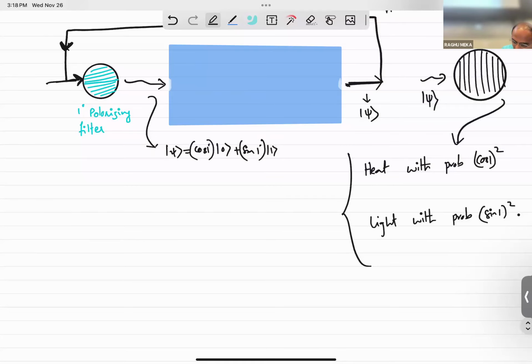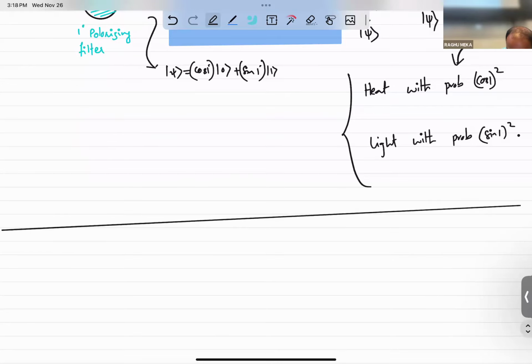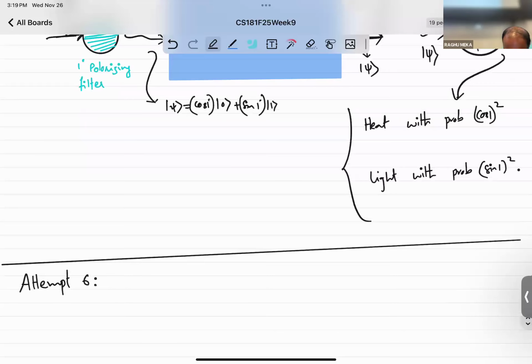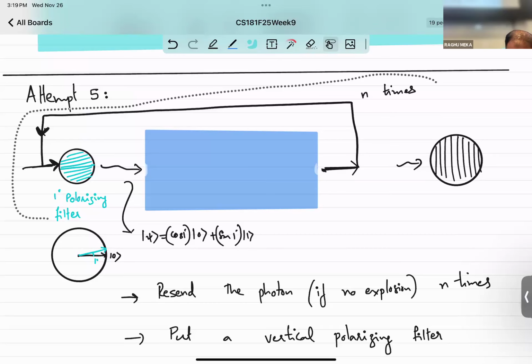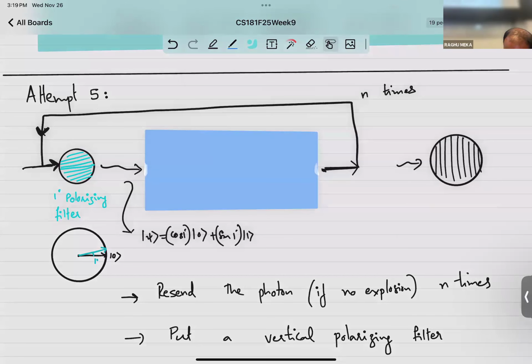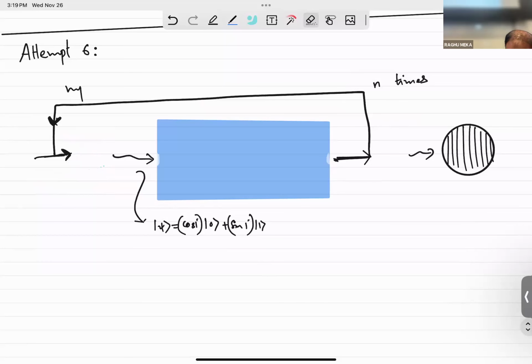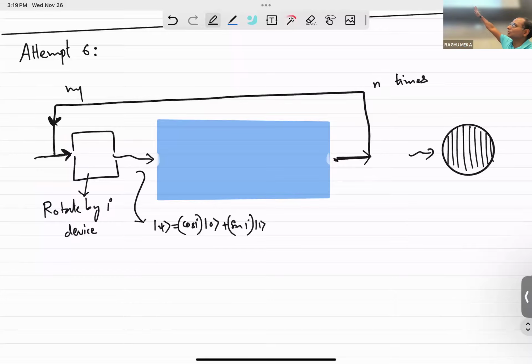And actually, you know what? Let me make one change to the attempt. The previous one also works, but I want to simplify the calculations a little bit. So here, I'm going to say rotate by 1 degree device. Instead of putting a 1 degree polarizer, that just makes my calculations a little messy because it might get absorbed as heat unwantedly. So I'm just going to make it a rotate by 1 degree device. And I'm going to initially send just a 0 through.